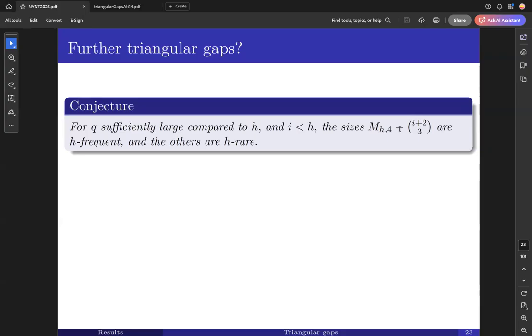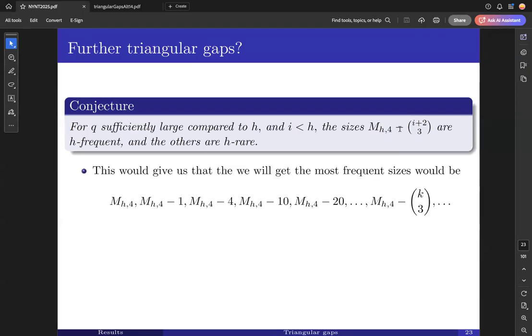And as long as q is big enough with respect to h, so as long as q is much bigger than say h to the 13th power or whatever we end up with, then I believe this should just bear out. So this is essentially what I just said.